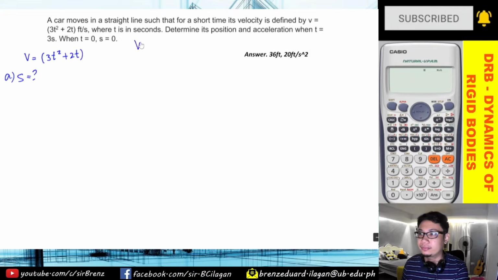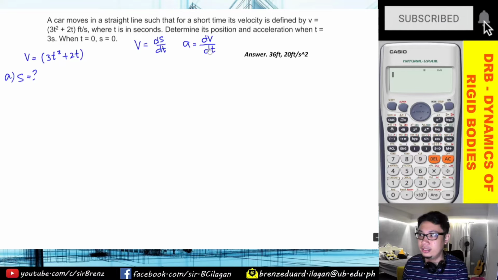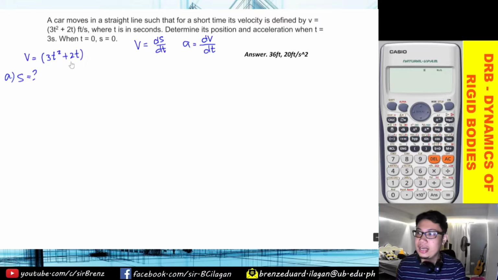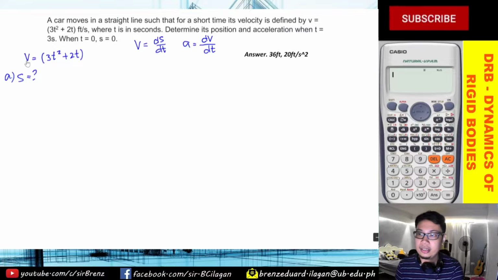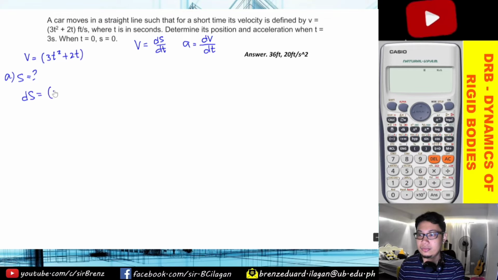So, di ba, your velocity can also be written as ds all over dt. And for the acceleration, that is equal lang sa dv all over dt. Any idea kung anong gagawin natin? Tama. So, ang gagawin natin is integrate natin. Before we can integrate, yung velocity, papalitan natin ng equivalent value niya, which is ds all over dt. Or, the equation will be, itataas ko na guys yung dt, ds = 3t squared plus 2t.